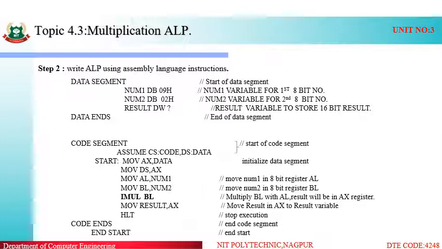So IMUL BL means BL will be multiplied with AL. By default, AL is the destination and the multiplication result will be of 16 bits. Therefore, in the next step, we have moved the result stored in AX into our result variable.